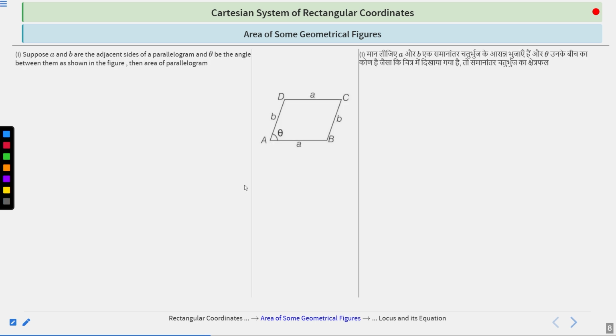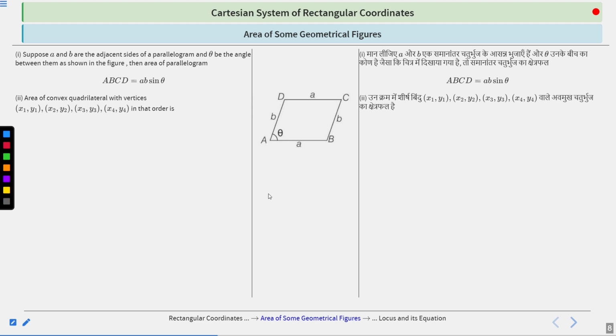Suppose A and B are the adjacent sides of a parallelogram as given in the figure, and theta is the angle between them as shown in the figure. Then the area of parallelogram ABCD is basically AB sine theta, right? AB into sine theta.